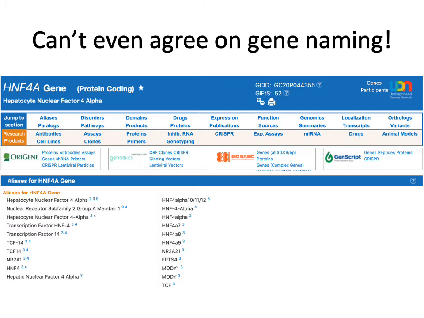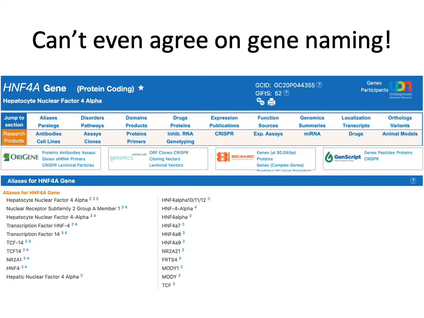And so you would expect for such a well-studied gene that we could all come up with one consistent name for this gene. But this webpage from GeneCards just gives you an illustration as to how many different ways this gene has been typically referred to in the literature. And not all of them are obvious. So you can see synonyms like NR2A21 or MODY, for example, are used to refer to HNF4 alpha.